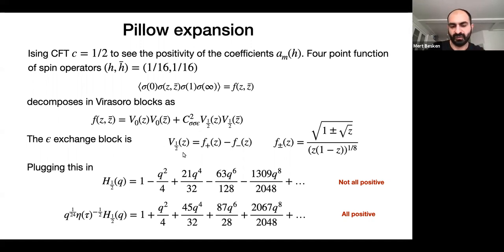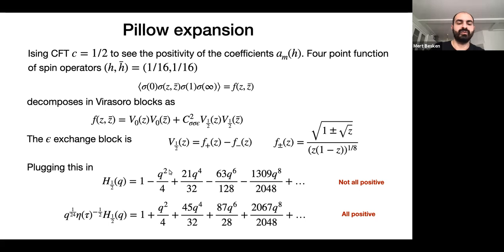And just using the fact that these null vectors, these f of c z bar, satisfy some differential equations, it can be explicitly solved. And these blocks can be computed like this. We can just plug in this result and get this h function for the epsilon exchange block. And the expansion of h appears like this, as promised, it has even powers.